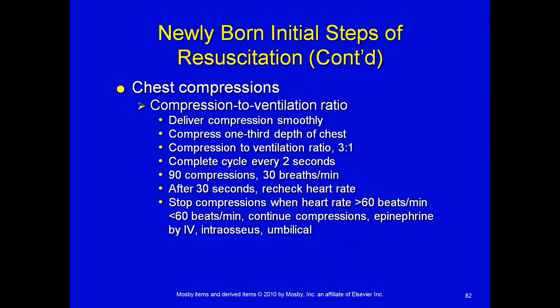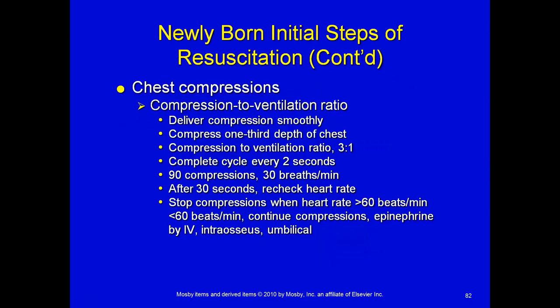Your compression ventilation ratios, you want to deliver your compression smoothly. You want to compress 1/3 the depth of the chest, and you compress to ventilate 3:1, which is just far different than we're taught with children and babies, where it's still 30:2 as a single rescuer and 15:2 as a team. But with neonates, we're going to compress at a ratio of 3:1. We'll complete the cycle every 2 seconds. In other words, 3 compressions, 1 breath occurs in 2 seconds. So it's quick. 90 compressions, 30 breaths a minute.